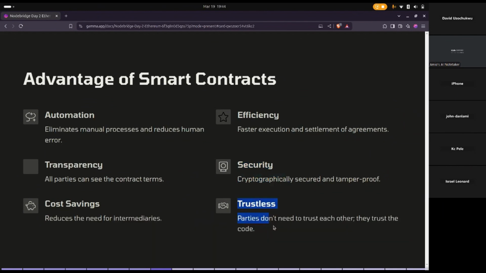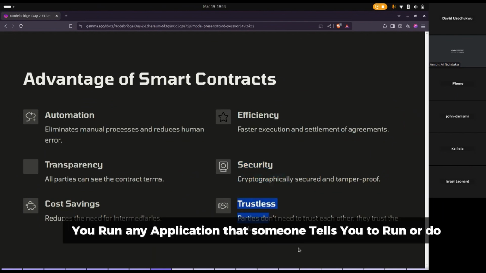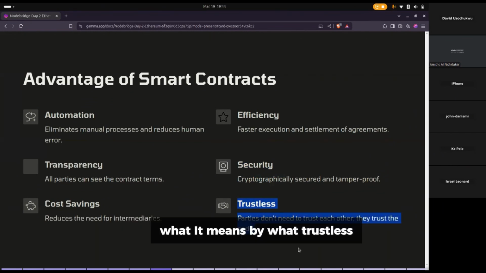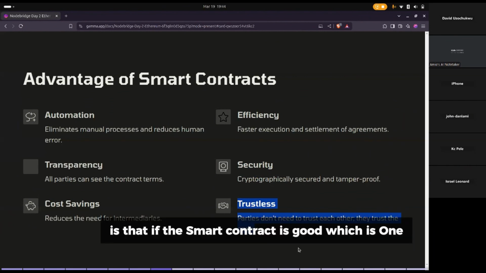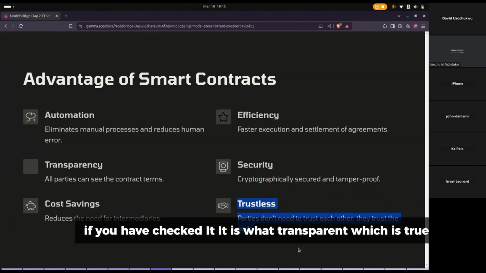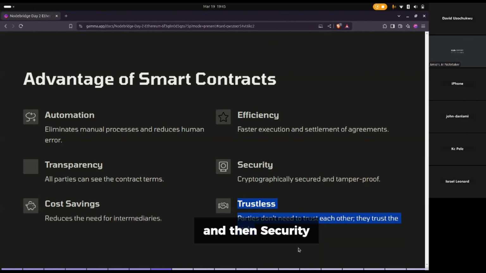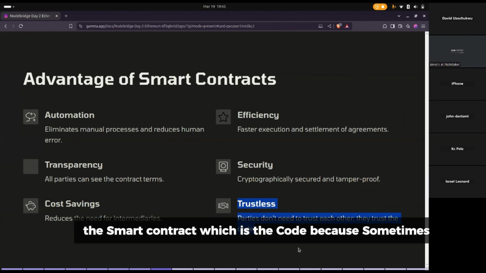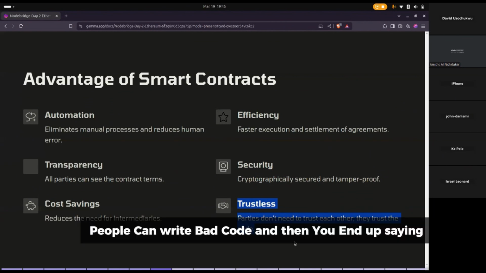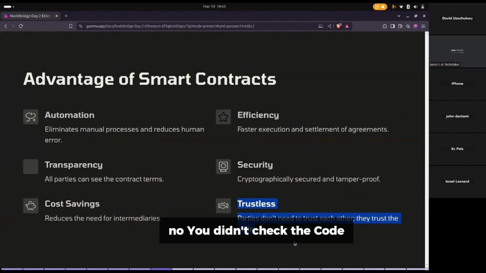Because it is trustless does not mean you run any application that someone tells you to run or do, or stuff like that. What trustless means is that if the smart contract is good, which is one, if you have checked it, it is transparent, which is two, and it is secured, then you can now trust the smart contract, which is the code. Sometimes people can write bad code, and then you end up saying, but I thought smart contracts were meant to be trustless. No, you didn't check the code or the document you were signing.